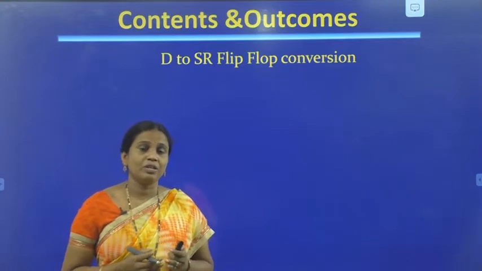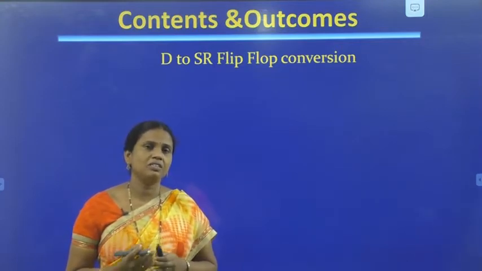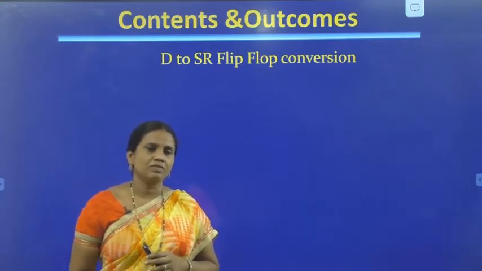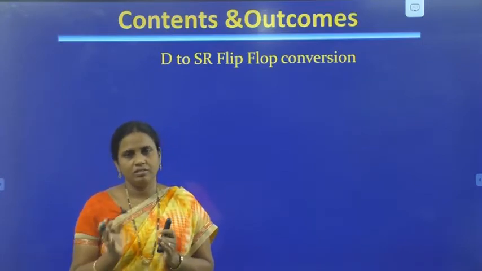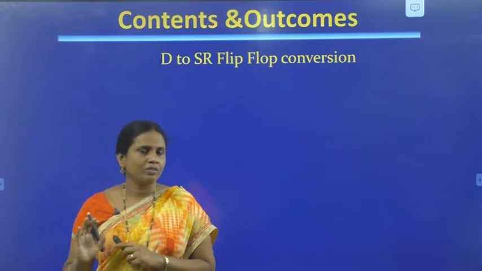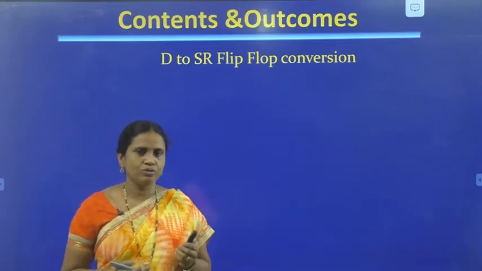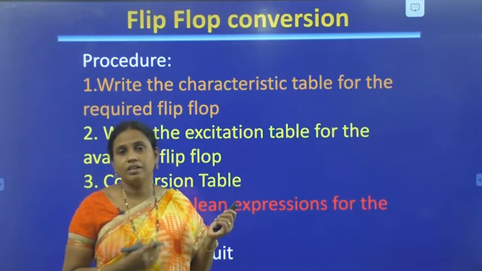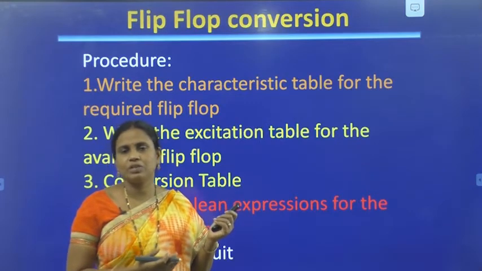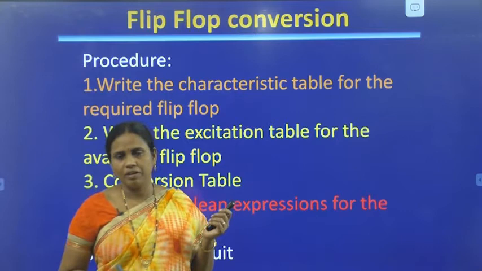First we need to write the conversion table. For that conversion table you need to remember the characteristic table and then the excitation table for the available flip-flop. Based on those two we will write the conversion table, and then after that we will write the boolean expressions. We will get the expressions for the available flip-flops.